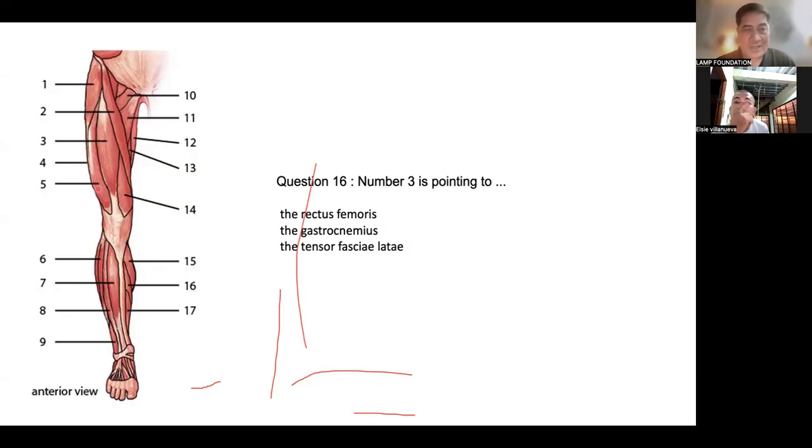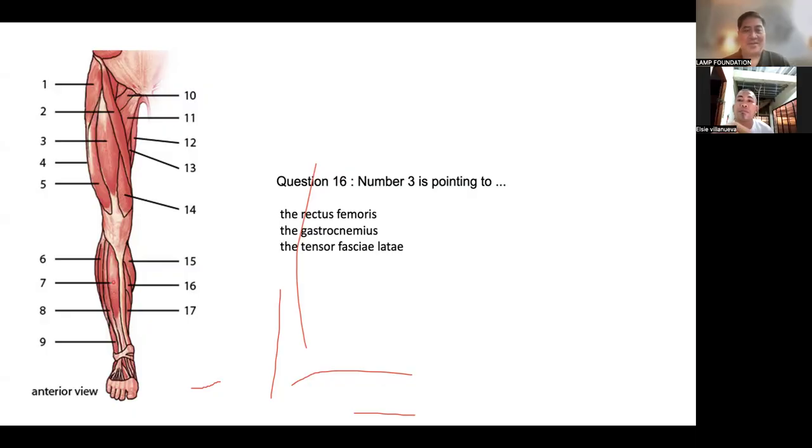Vastus lateralis. This one is Sir Jobel. What is this? Sartorius. And this one, in front of the femur, rectus femoris. And so if this is rectus femoris, what is this?